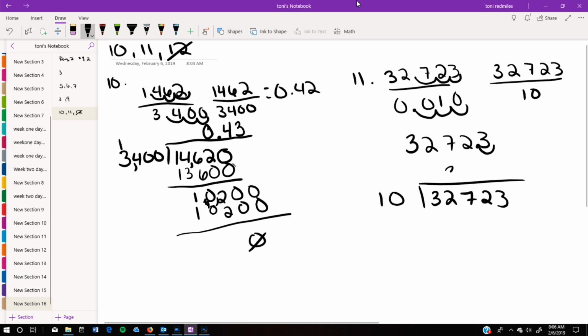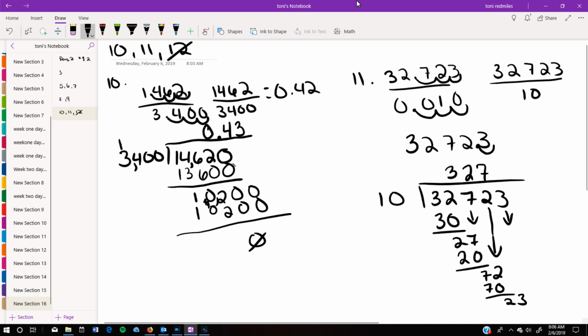10 goes into 32 3 times. Drop my 2, drop my 7. 10 goes into 27 2 times. Remainder 7, drop a 2. 10 goes into 72 7 times. Remainder 2, drop a 3. 10 goes into 23 2 times. Remainder 3. Can't go into 3, got to put a decimal point in the answer. Now I can put a 0. 10 goes into 30 3 times. Both of the numbers are positive, so I can stop there. I don't need to look at negatives.